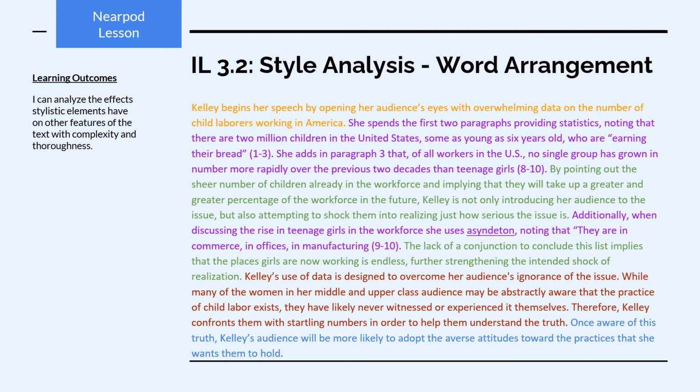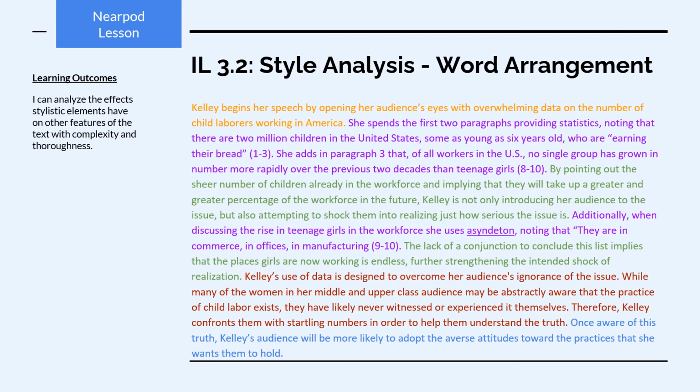By pointing out the sheer number of children already in the workforce and implying that they will take up a greater and greater percentage of the workforce in the future, Kelley is not only introducing her audience to the issue, but also attempting to shock them into realizing just how serious the issue is. Additionally, when discussing the rise in teenage girls in the workforce, she uses asyndeton, noting that they are in commerce, in offices, in manufacturing. The lack of a conjunction to conclude this list implies that the places girls are now working is endless, further strengthening the intended shock of the realization.